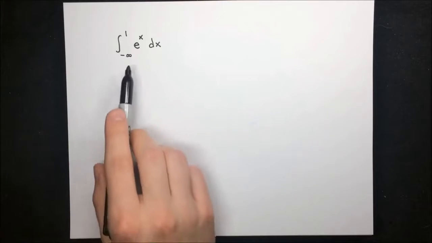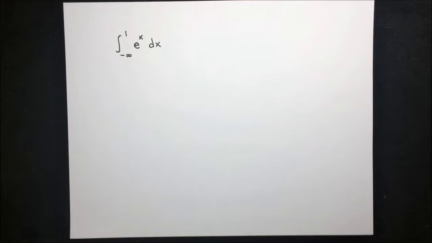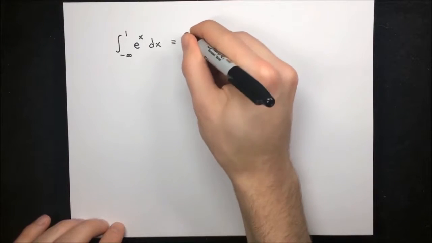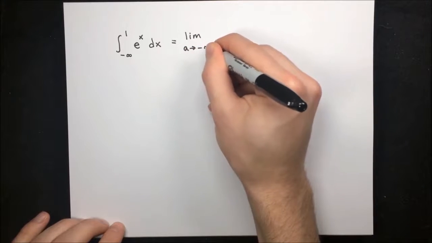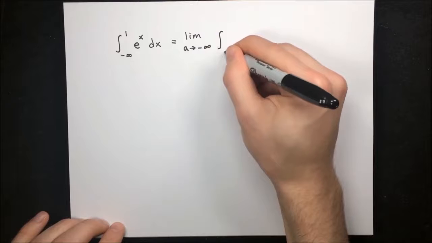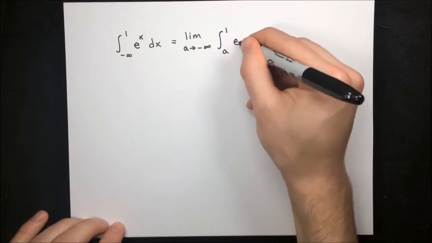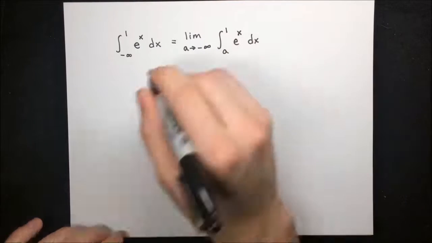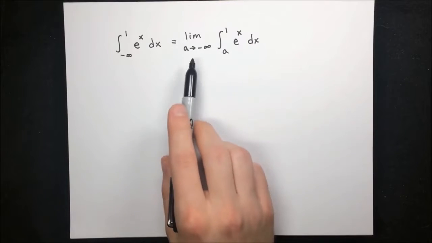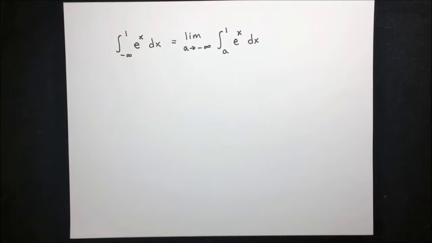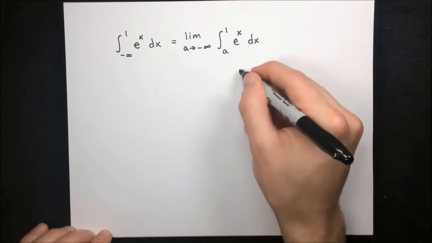What we mean by this integral here is the limit of the integral as the lower bound tends to negative infinity. So why don't we call the lower bound a, and we'll say that this integral is equal to the limit as a approaches negative infinity of the integral from a to 1 of e to the x dx. So now we've got a nice proper integral that we can solve pretty easily, and then we'll just take the limit. The antiderivative of e to the x is, well, just e to the x.